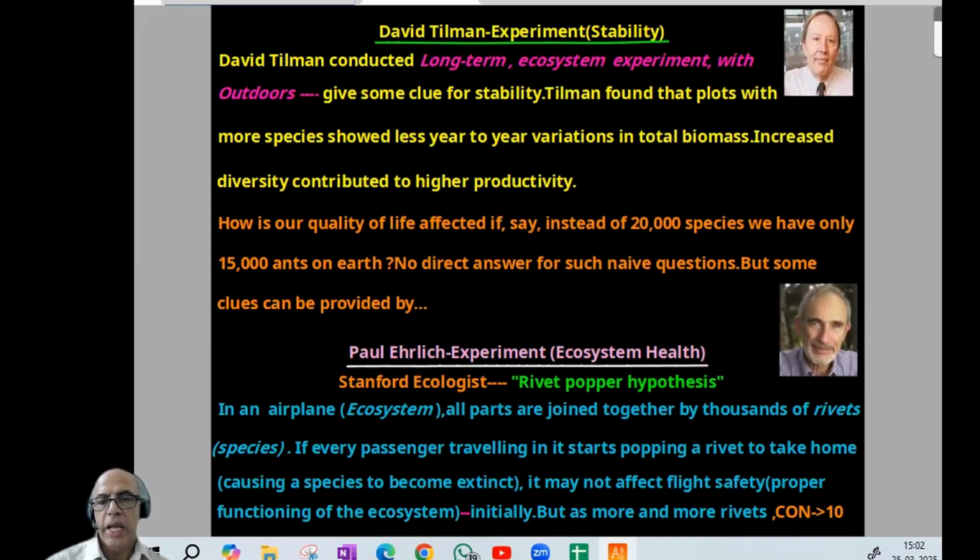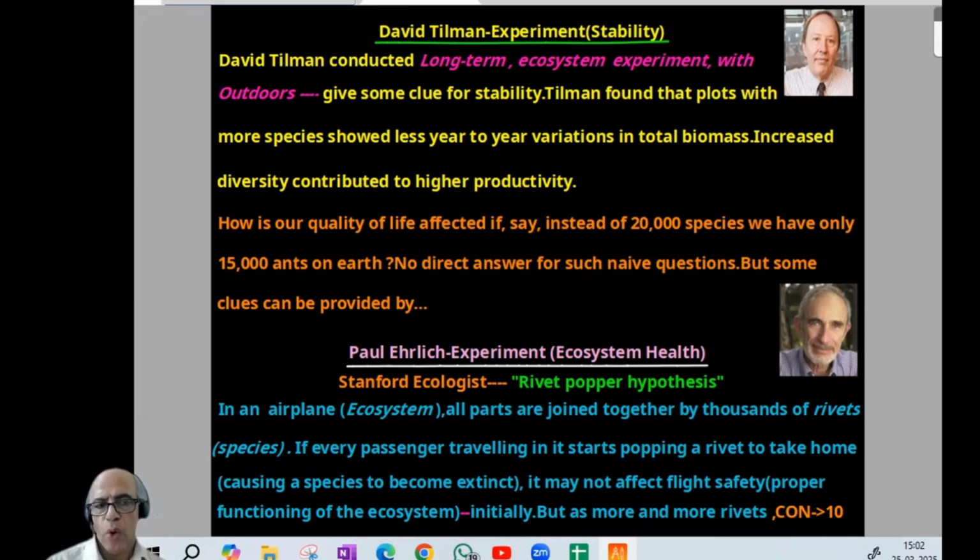The scientist is David Tillman. His experiment is concerned with stability. David Tillman conducted three aspects: one, long term; two, ecosystem experiment; three, with the outdoors. These give some clue for stability.